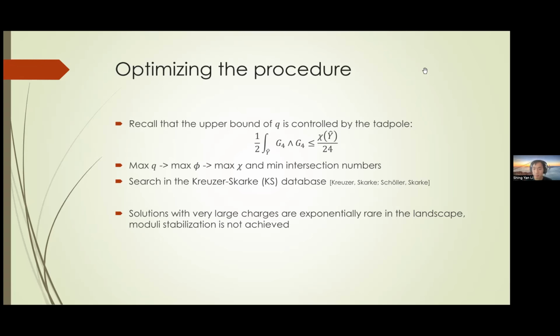But now I need to warn you that, looking at this procedure, these solutions with very large charges are exponentially rare in the landscape, because we are aligning all the flux along one certain direction, and that will require extreme amounts of fine-tuning. And because we have used up all the flux to break the gauge group, there's no flux left to do, let's say, moduli stabilization. So these are very weird models in the landscape that, of course, have nothing to do with phenomenology. If we look at generic solutions that are potentially relevant to phenomenology, we would expect that they tend to have very small charges.